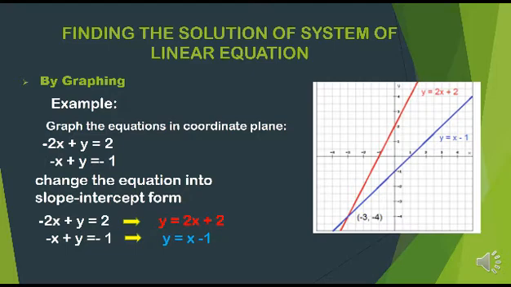And that will give you the point of intersection, which will be here. So its x is negative 3 and its y is negative 4, because when you extend both lines indefinitely, there you can find the point of intersection. And that's it.